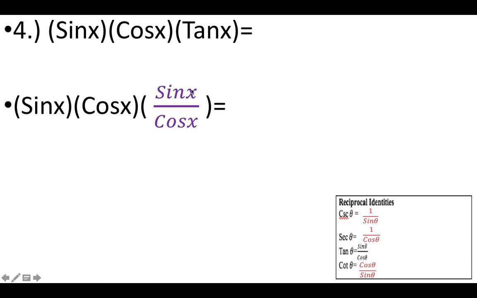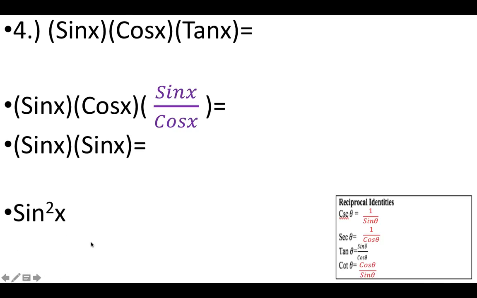I rewrote tangent as sine over cosine. What I'm going to do next is cancel out terms. There's a cosine on top and a cosine at the bottom. What's going to happen is that this cosine is going to cancel with this cosine. You're going to be left with sine of x times sine of x. Because there are two of them and we're multiplying them, we're going to rewrite this as sine squared x. And we are basically done with number 4.